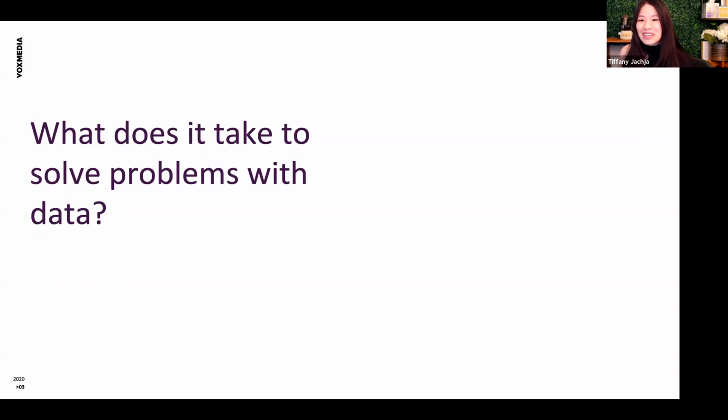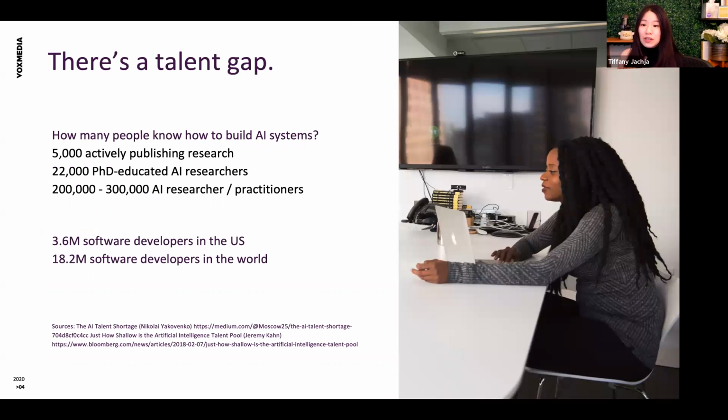The main takeaway here is that in order to solve problems with data, it takes more than just one data engineer. And we know this because there's a huge space and potential opportunity for data solutions. When we think about all the organizations that want to use data to solve interesting problems, it's a lot more than the actual talent that we have out there. In the United States, we have close to 4 million software developers.